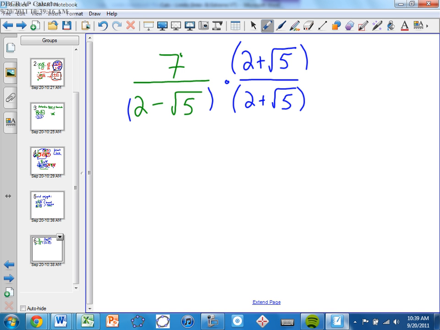So here, again, please put parentheses, even if they're not there in the problem, because they won't be there in the problem. They're assumed to be there, but it helps you to remind yourself, I've got to FOIL my denominator. I've got to FOIL my denominator.